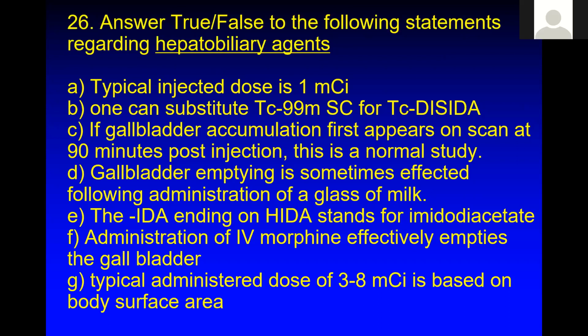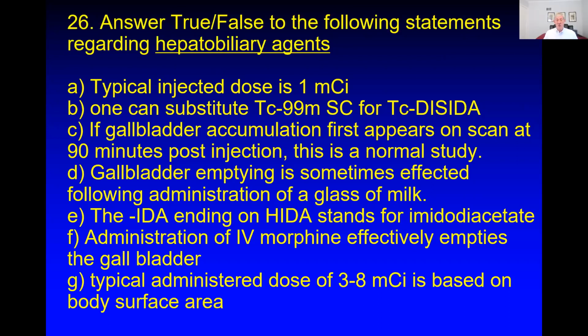Wait. Or your bilirubin, not the body mass. That's the only time where we base it on bilirubin. B, in an emergency, you could substitute sulfur colloid for disofenin. False. False. Sulfur colloid is never excreted into the gallbladder.